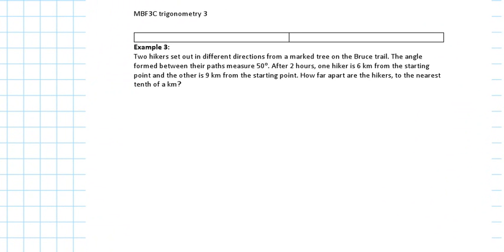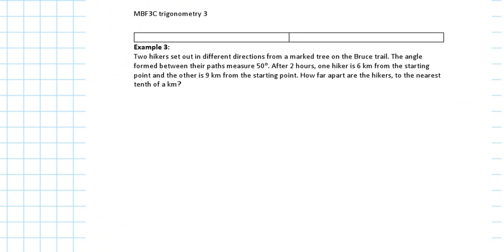Read the question. Two hikers set out in different directions on a marked street on the Bush Trail. The angle formed between their paths measured 50 degrees. After 2 hours, one hiker is 6 kilometers from the starting point and the other is 9 kilometers from the starting point. How far apart are the hikers to the nearest tenth of a kilometer? So if you're going to draw this, what would you draw?